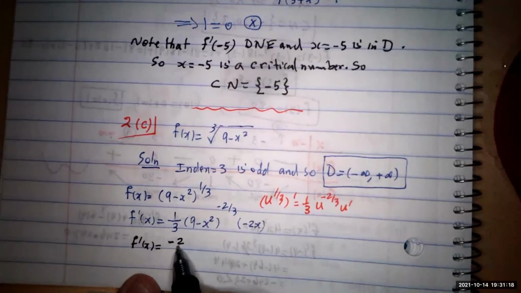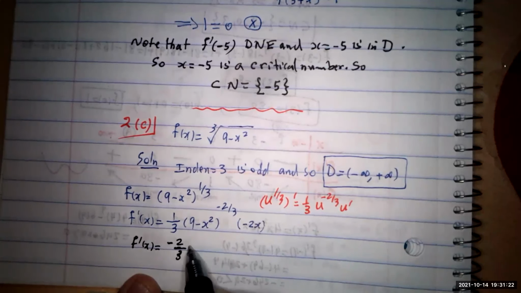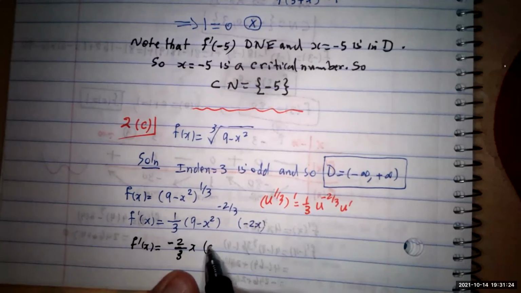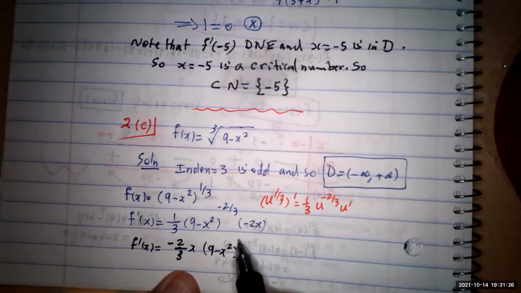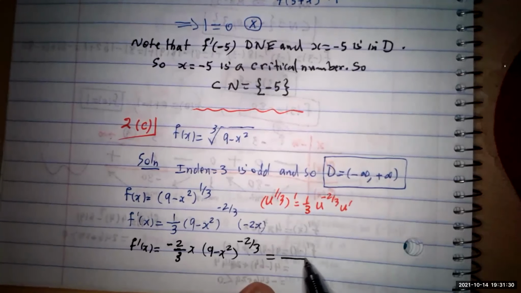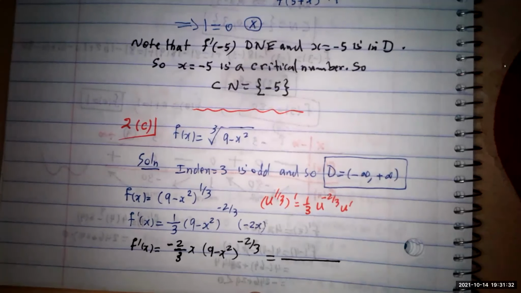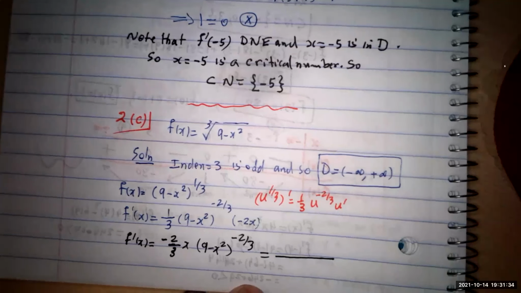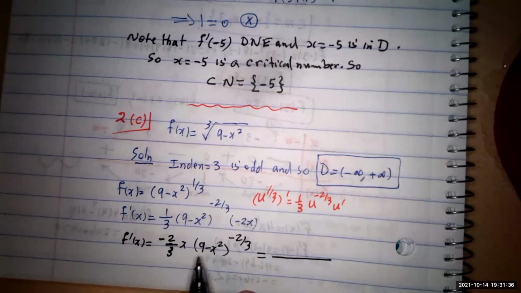It's going to be negative 2/3 of x, or 2x over negative 2/3 of x times a 9 minus x squared to the negative 2/3. Now we change it into the fractional form because we want to find the critical numbers. If it's going to be just a derivative, you don't have to. But since you want to continue, you get a fraction bar.